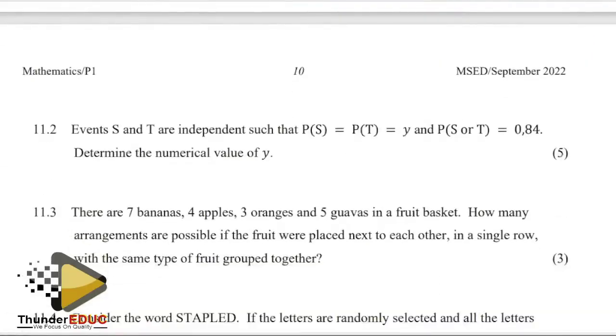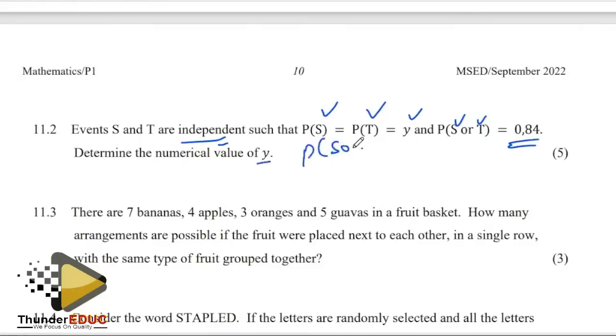Then here, events S and T are independent. You see that? Probability of S is the same as probability of T, which is y. Then probability of S or T is this. So you have to apply that addition rule. They want the value of that.